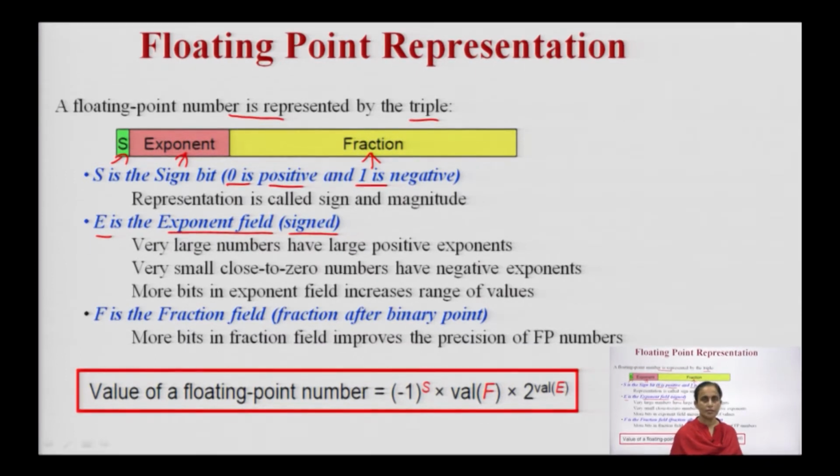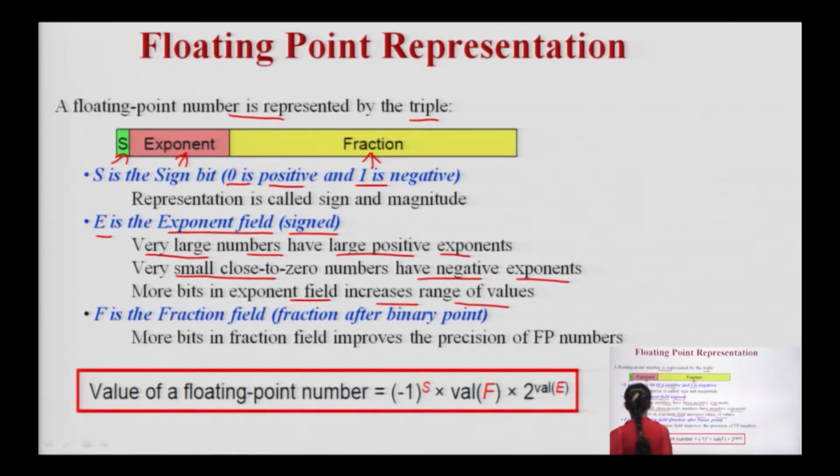The exponent can be positive or negative, that is, we can represent our number as 10 to the power minus 9, or 2 to the power minus 3, or 2 to the power plus 4. So it also carries a sign. If the numbers are very large, the exponent will be a large positive one, and when the number is very close to 0, we represent the exponent as a negative one. More bits in the exponent field increase the range of values.